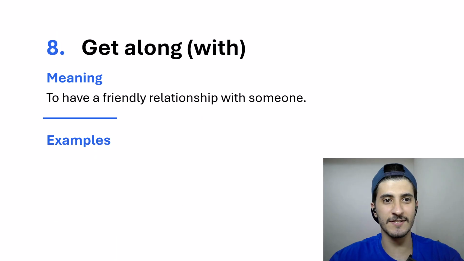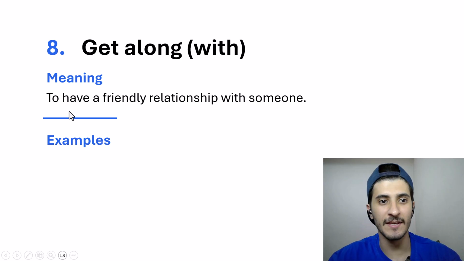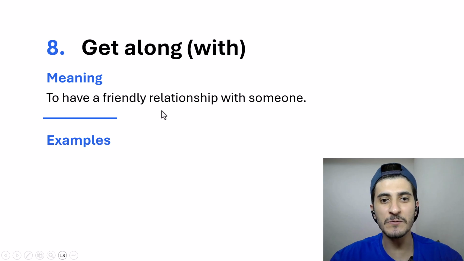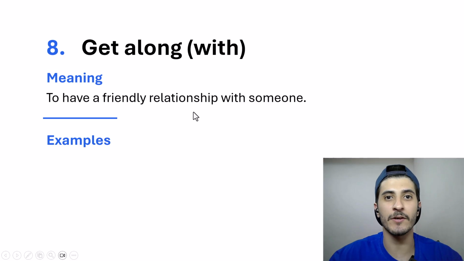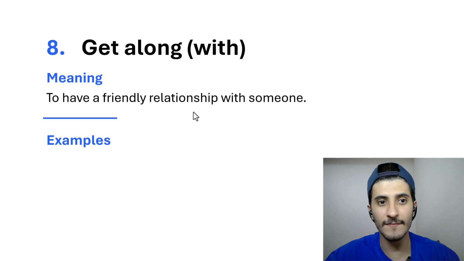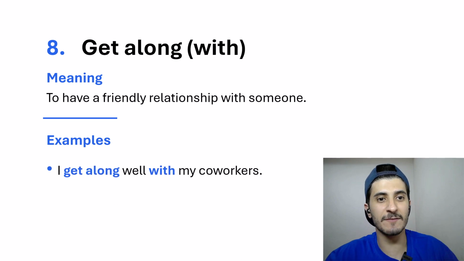Okay, so let's go for the eighth phrasal verb, get along with. Get along or get along with. It means to have a friendly relationship with someone. It could be your parents, your friends, or your partner, whomever that is. It means you can have a friendly relationship with her or with him.